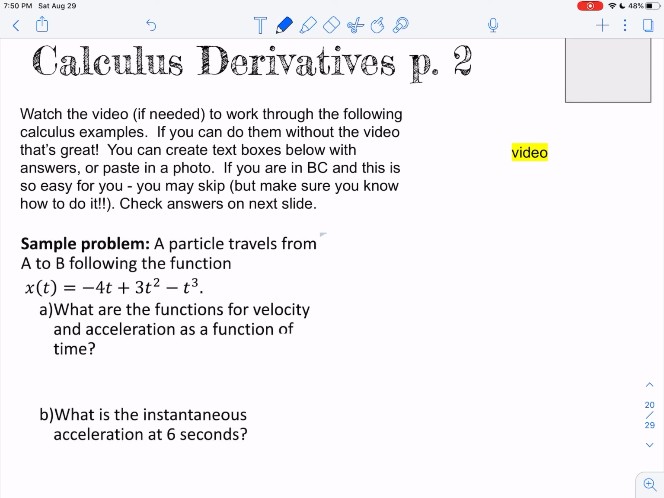All right, so here's page 2. Okay, a particle travels from A to B following the function x of t equals negative 4t plus 3t squared minus t to the third.